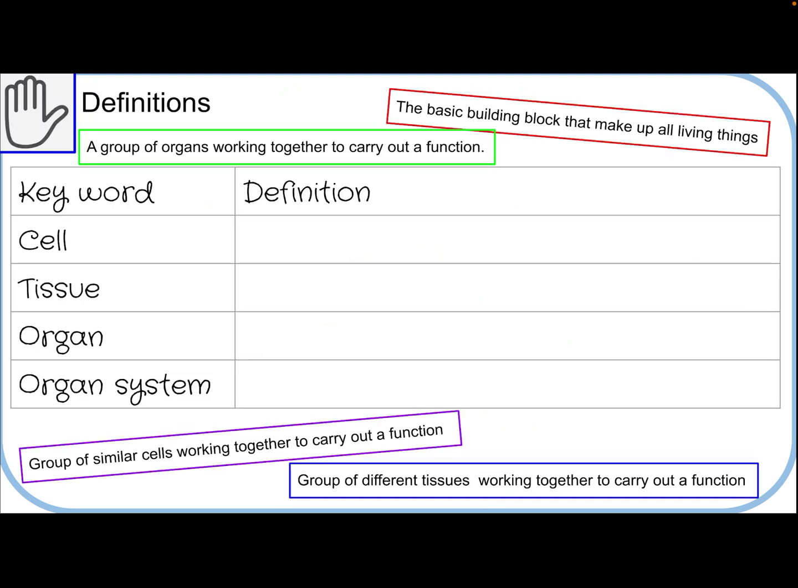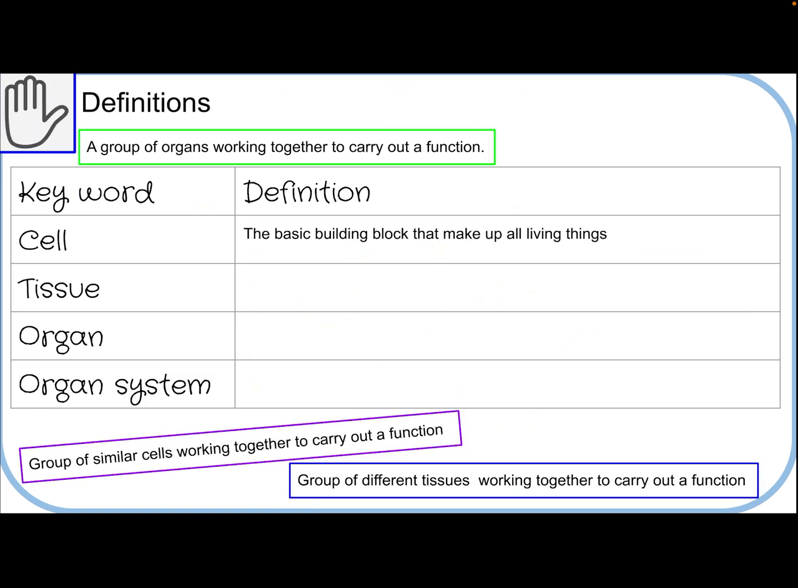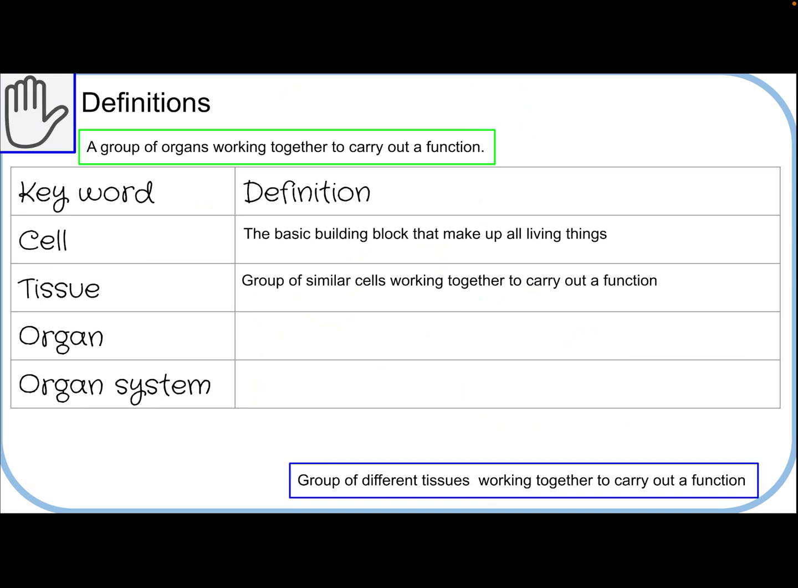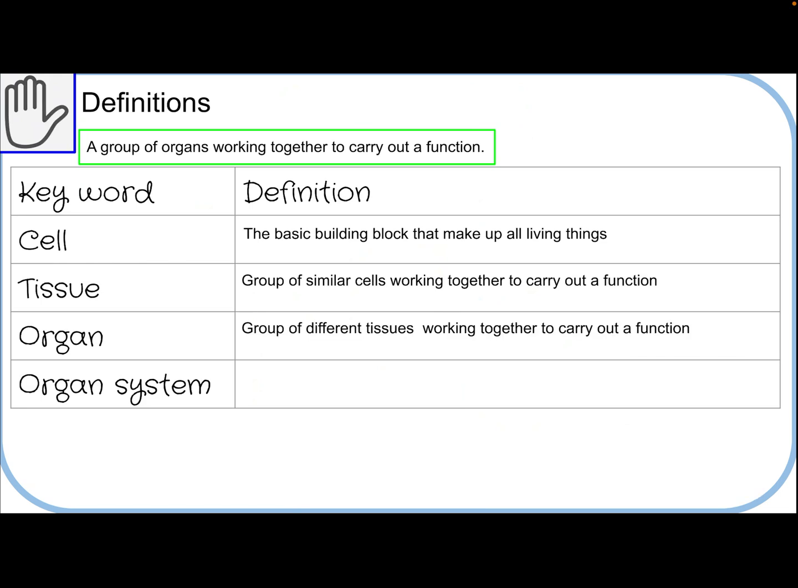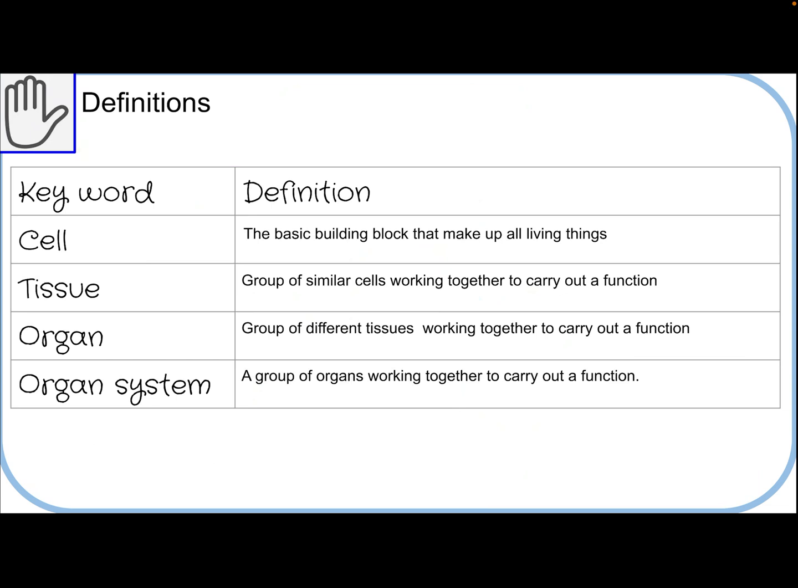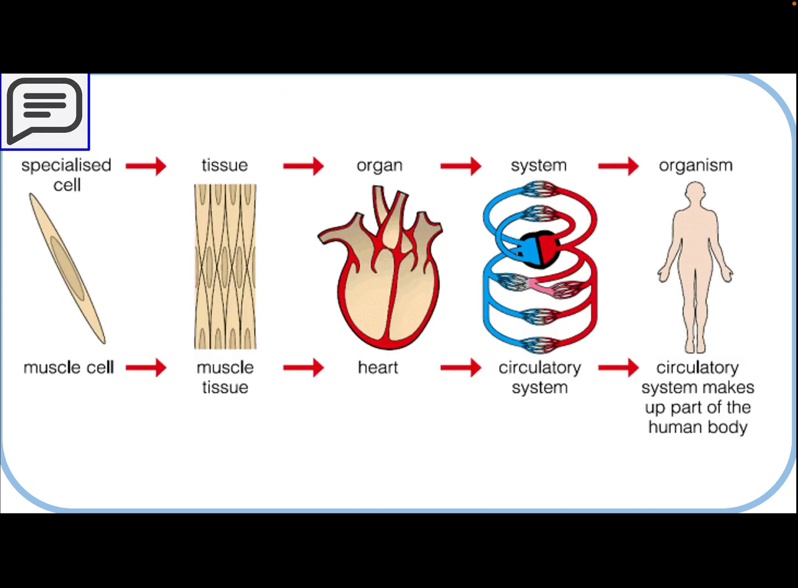So if we try and match up these keywords to the definitions, cells are the building blocks that make up living things. Tissues are groups of similar cells working together to carry out a function. Organs are groups of different tissues working together to carry out a function. And organ systems are groups of organs working together to carry out a function. Sometimes the word function will be written as a job.